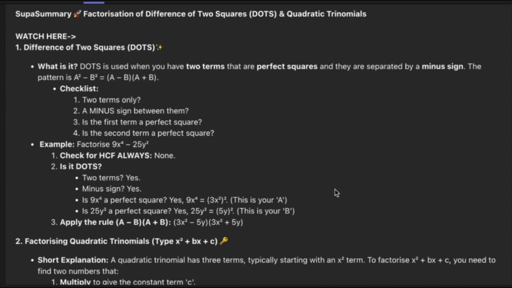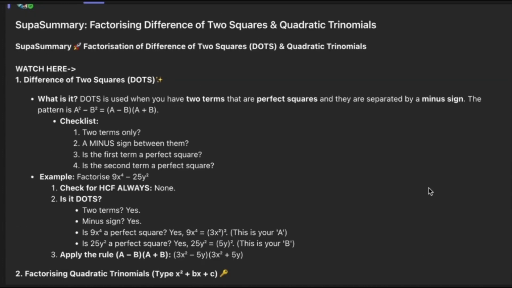And so we apply the rule, we put down our brackets, we put down a minus, we put down a plus, we say what times what gave us the first term. 3 times 3 gave us 9, x squared times x squared gave us x to the 4. And then we say what times itself gave us 25y squared. 5 times 5 gave us 25, and y times y gave us y squared. Alright, that was the difference of two squares.